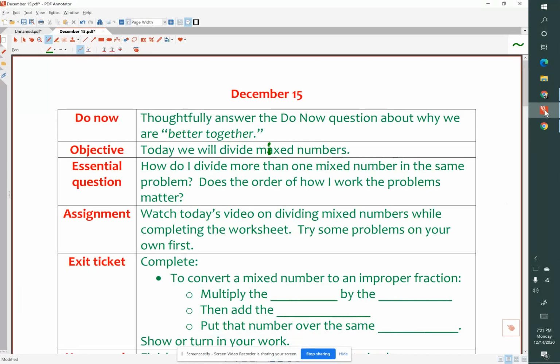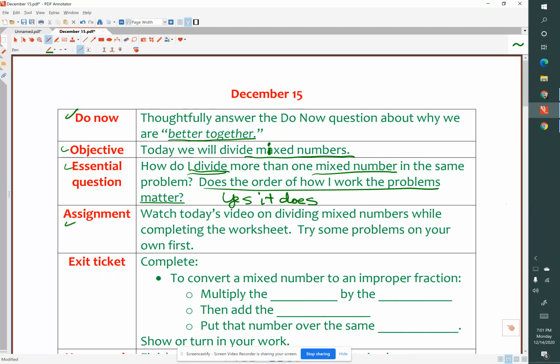For today, we will start with our Do Now, which asks us to thoughtfully answer a question about why we are better together. Our objective will be to divide mixed numbers, and our central question asks, how do I divide more than one mixed number in the same problem? Now, this is division. So we're asking, does the order of how I work the problems matter? And we will learn, yes, it does. We must work from left to right because division is not commutative.